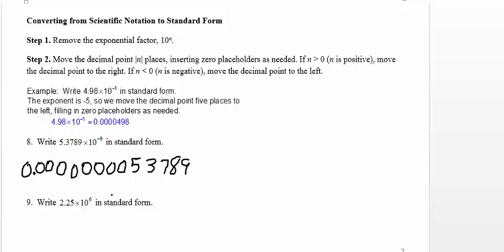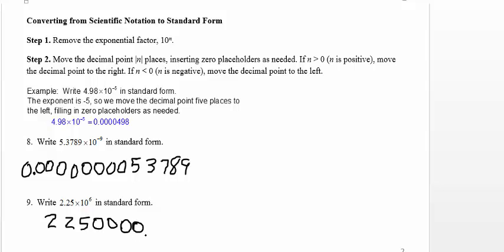Okay, so this is what this number would look like in standard form. Let's write 2.25 times 10 to the 6th in standard form. So 225, we've already moved the decimal 2 places to the right, but we need to move it a total of 6, so we need to add 4 zeros.